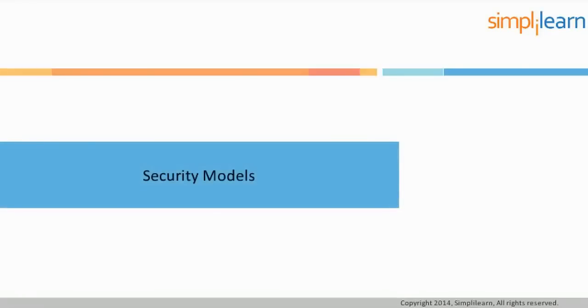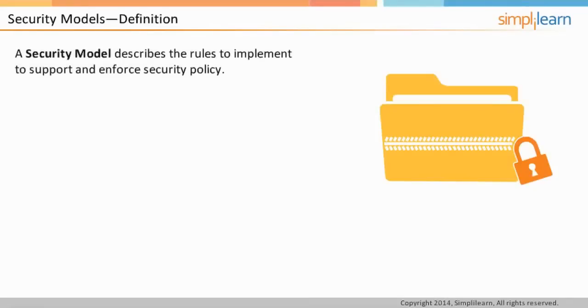The next topic is security models. Security models are the rules to be implemented to support and enforce security policy. In this topic, we will define security models, discuss common security models, and look at a few examples of security models. A security model is a specification that describes the rules to be implemented to support and enforce the security policy.